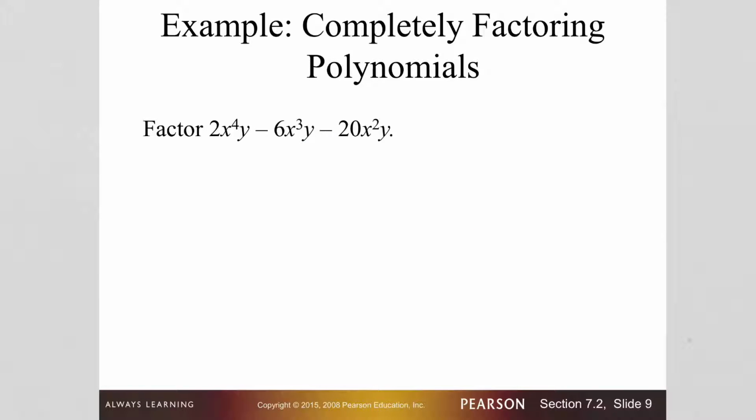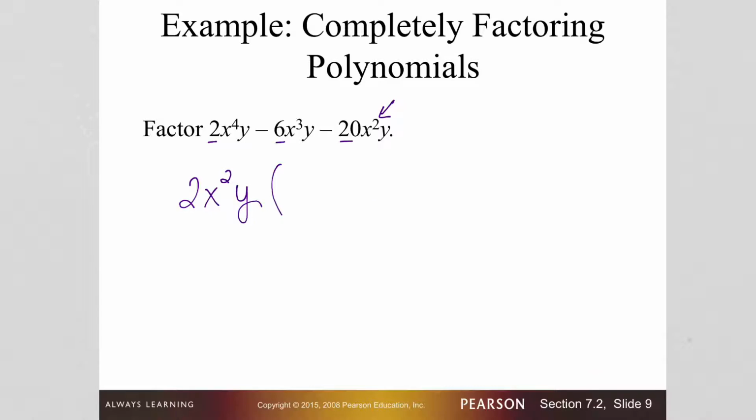Alright, so let's take a look at this problem. Between the numbers 2, 6, and 20, what's the biggest number we can factor out? It's going to be a 2. Look at your x's. What's the most, or I guess I should say the least number of x's that we have here? We have x squareds, because remember, I can't pull x to the fourth out of an x squared, so I can only pull out x squared. And then each one of these only has one y.